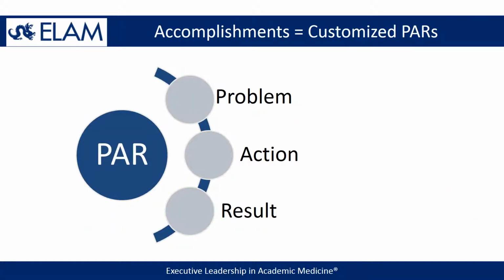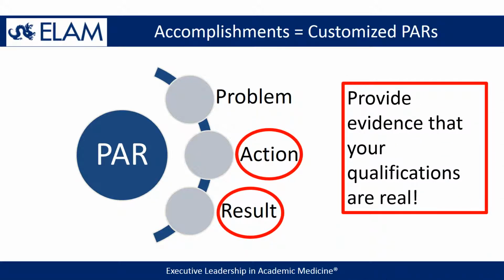And now we get to the all-important accomplishment statements. These are really short, customized PAR statements that are derived from your PAR work in Units 1 through 3. In a PAR statement, recall that P stands for the problem or opportunity or challenge or issue. Accomplishment statements are short, focusing on the A and the R of the PAR story. A is the action you took to solve or resolve the problem, and R is the result or outcome of benefit. These provide evidence that your qualifications are real.